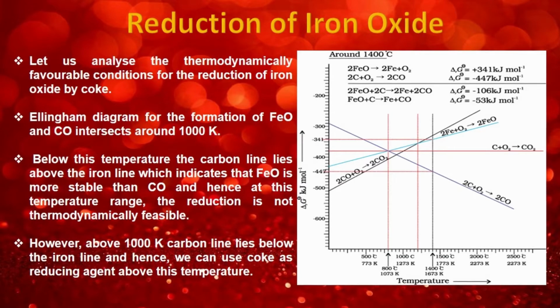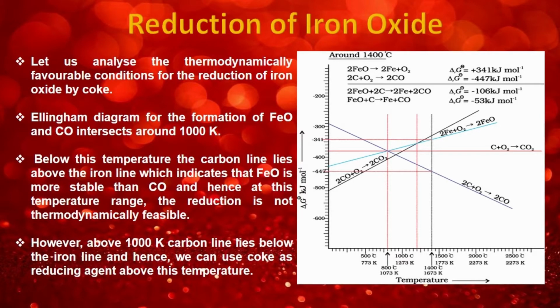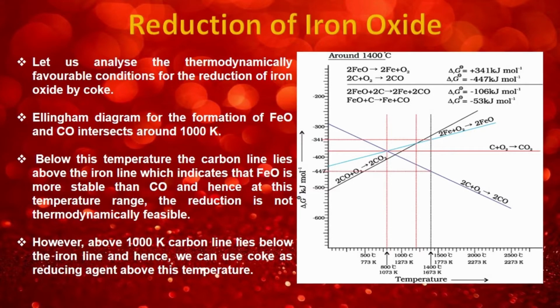Consider the next reaction, carbon getting oxidized to carbon monoxide. Around 1400 degrees Celsius, delta G for that reaction is equal to minus 447 kilojoules per mole. So when you couple these two reactions, you will just sum up the values of delta G for those two reactions. So delta G for the coupled reaction is found to be minus 106 kilojoules per mole.